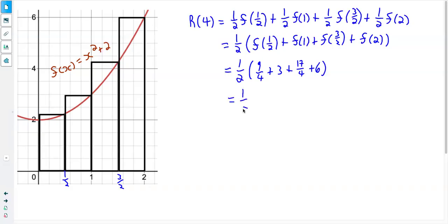So that gives us 1/2 times 31/2, which gives us 31/4, or 7.75. So this one gave us a higher number, which we should expect because we can see that we are including some area that isn't included under our graph, where the other one, we were missing area that wasn't under our graph.